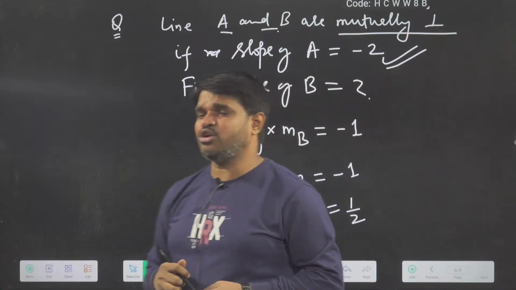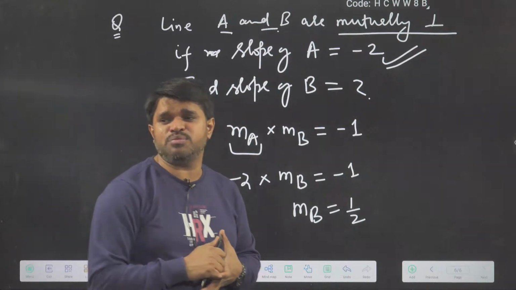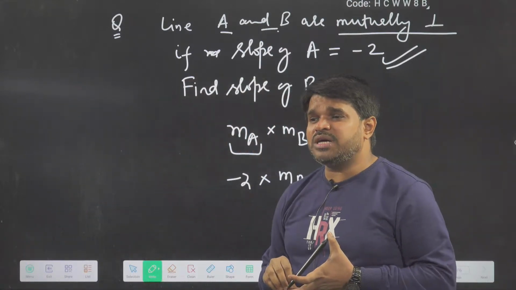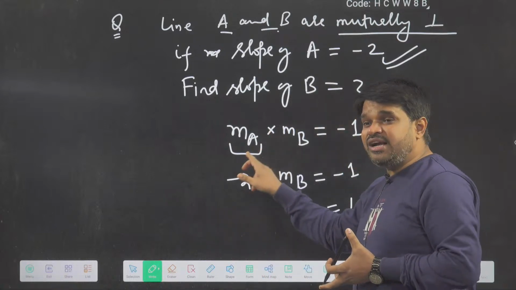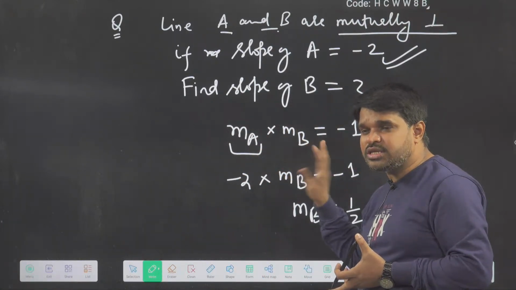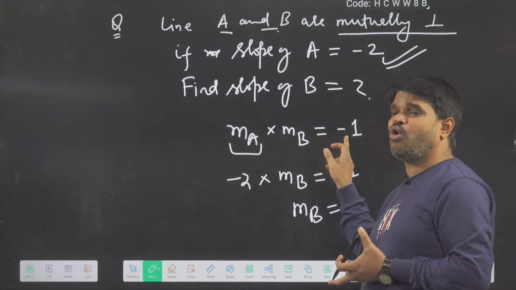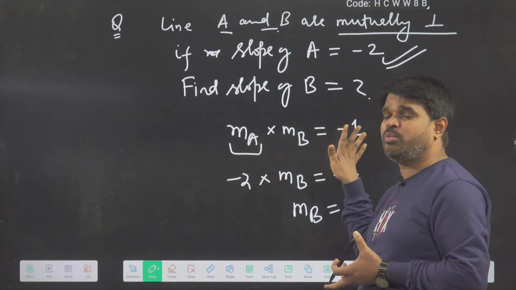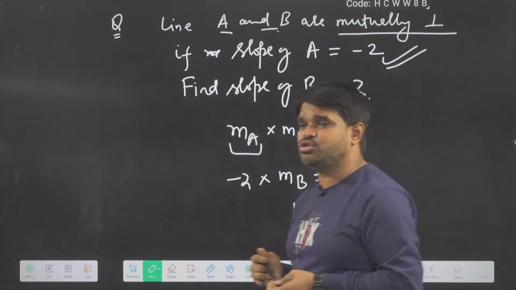Tell me whether it is correct or not. If two lines are perpendicular, if one has positive slope, the other must have negative slope. Yes. Why? Multiplication of two numbers is going to be what? Negative. If one is positive, the other is what? Negative.